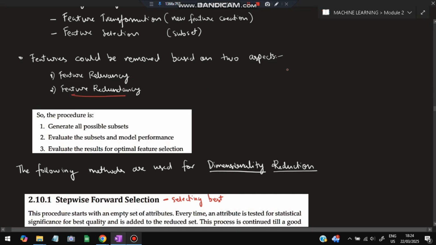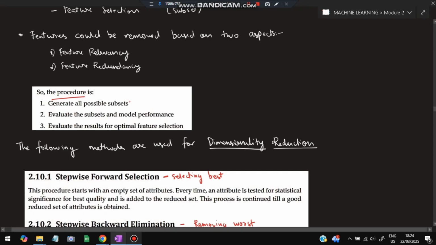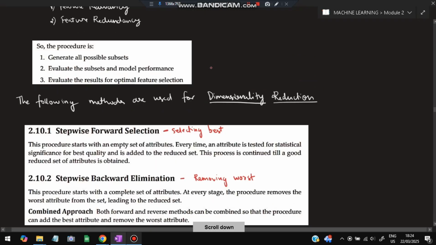Feature redundancy: what is the date of birth of the elephant and what is the age of the elephant? Both are redundant because either one is sufficient for me to calculate the other, right? If I have the date of birth, I can calculate age. If I have age, I can calculate the date of birth. So feature redundancy will be used to remove the unwanted features. Okay, so the procedure is to generate all possible subsets. After doing all the above things, we'll get many subsets, and then we will see which subset is the most relevant one, and we'll use that in the model. Okay, so these are the three methods in feature engineering.